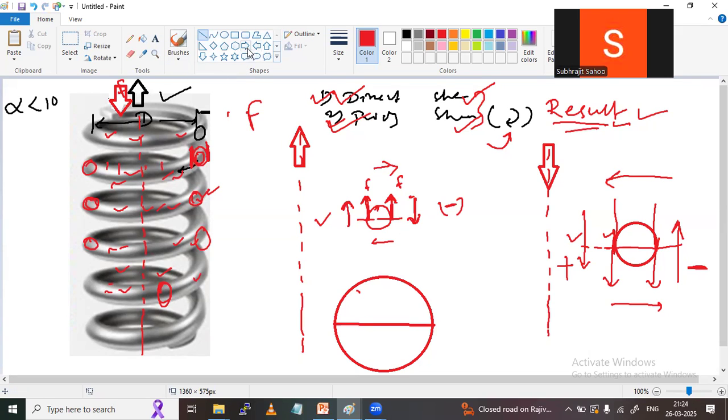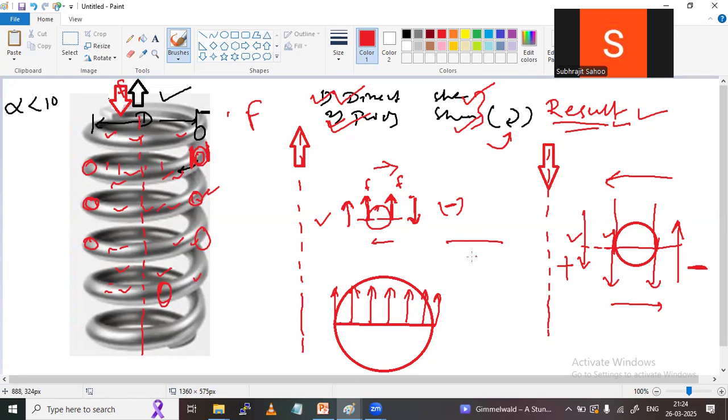Then the load will be direct, due to direct shear load, everywhere the same load. Suppose it is tension, then here also, here also, here also, same height. Why? Because everywhere the F value is the same, from inner edge to outer edge, any edge you take, the direct shear stress values are the same. Now, what about the twisting stress?